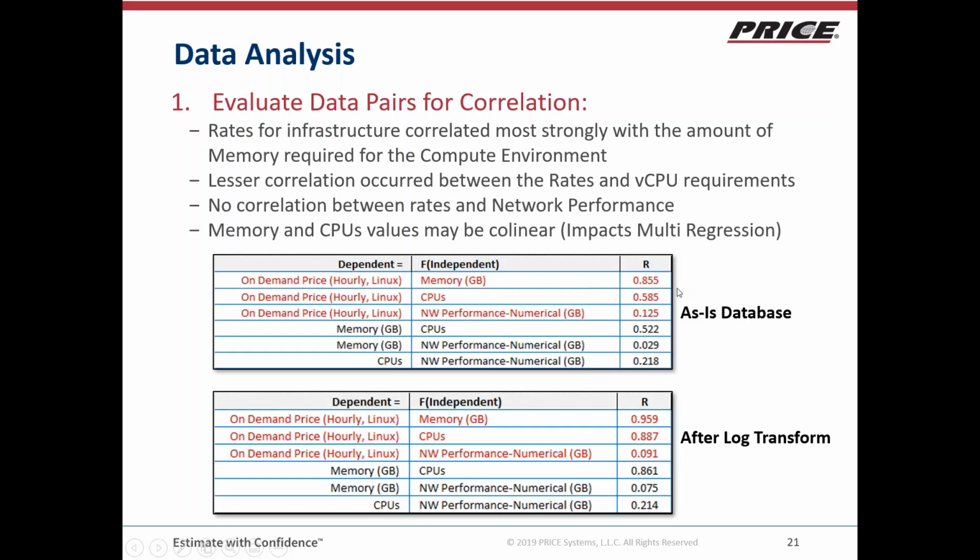As you can see here, in the original database, there was a strong relationship between the price and the memory. These are Pearson's R values. And not a strong relationship between price and CPUs. But when we did the log transform, the price had a stronger correlation with the memory and the CPUs. But there was some concern about the memory and the CPUs having correlation as well. So there are some concerns about collinearity, but we decided to move forward with the multivariate regression because, even though it was on the border of having trouble with collinearity, a lot of the pricing models and pricing calculators out there are a function of the memory and the CPUs.